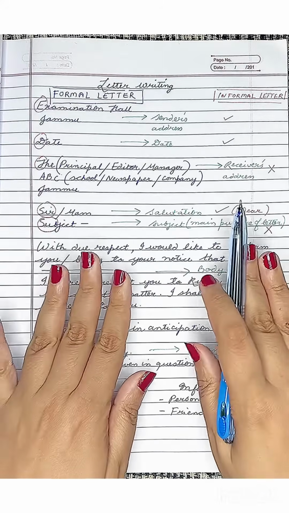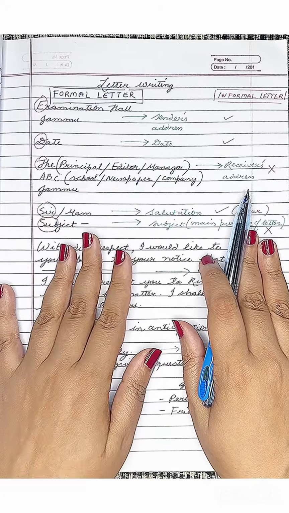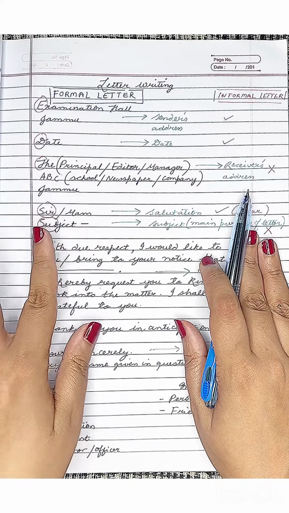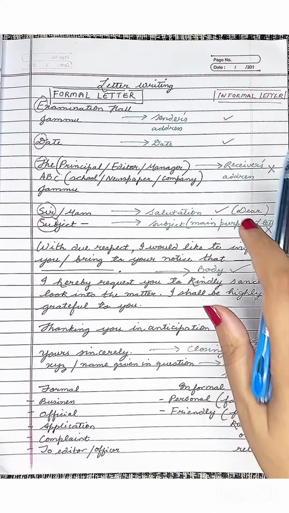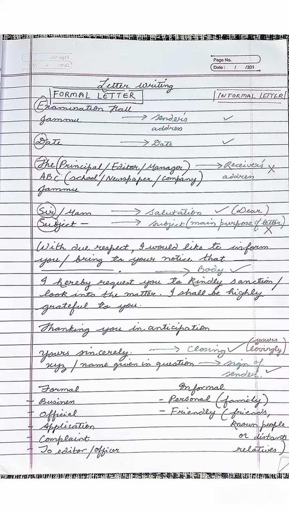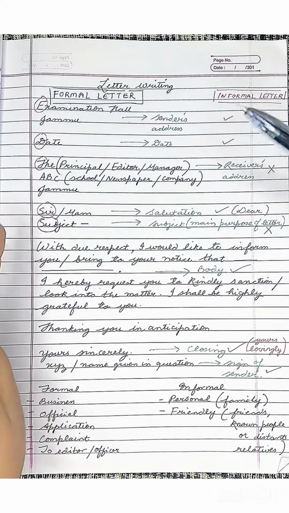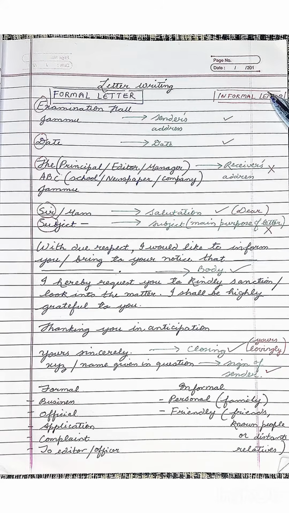So now what is the difference between informal and formal letter? These are business letters, applications and all. Informal letters are your friendly letters. And in the format, what is the difference? That in an informal letter you have to skip the receiver's address and you have to skip the subject.